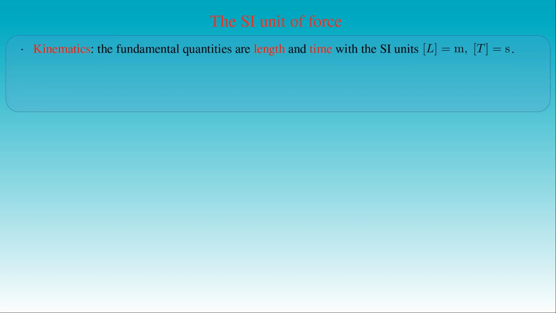After having introduced the SI unit of mass, we can also determine the SI unit of force. In kinematics, length and time are fundamental quantities, and their SI units are meter and second, respectively. The unit of any derived quantity, such as velocity and acceleration, is also derived from the units of the fundamental quantities. We saw that the unit of velocity is given by length divided by time, that is, its SI unit is meter per second, and the unit of acceleration is equal to length divided by time squared, which is meter per second squared in SI units.